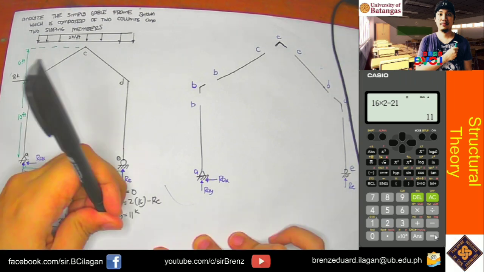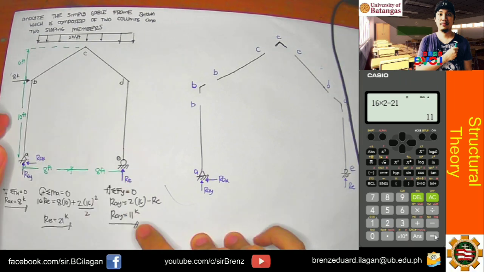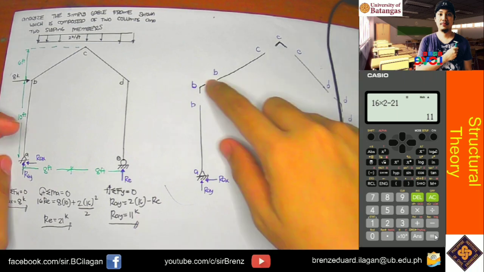Okay, so we have now the value of the reaction. We can now proceed in solving the first diagram. Okay?